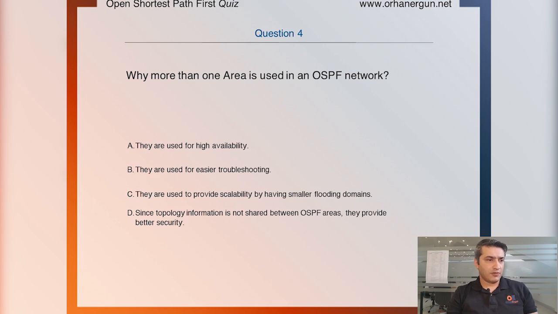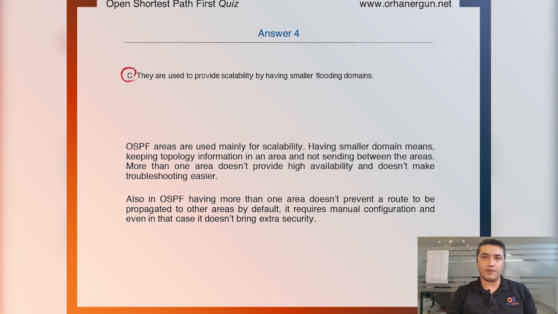So, why is more than one area used in an OSPF network? The answer should be around scalability. Let's have a look at the options. Option A, they are used for high availability. Not more than one area for high availability. It is not like a single router is connected with one interface to the backbone area and another interface to a non-backbone area. This design anyway wouldn't work.